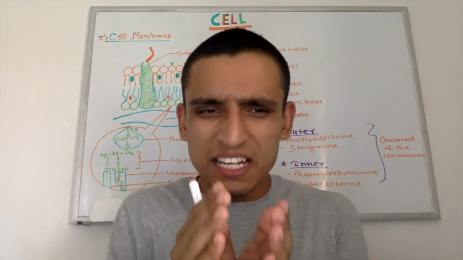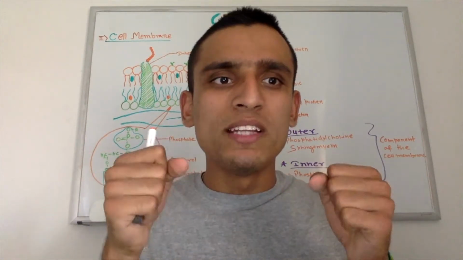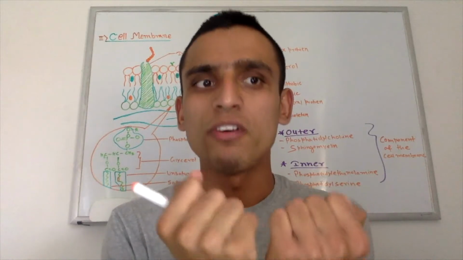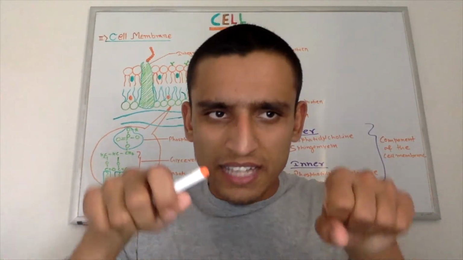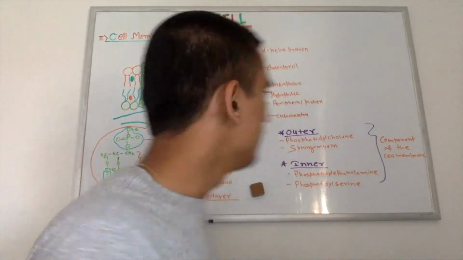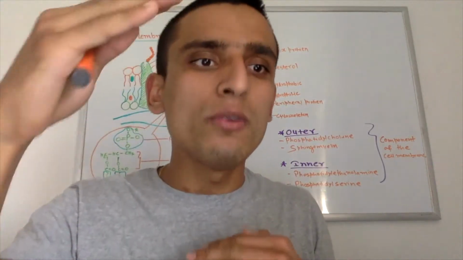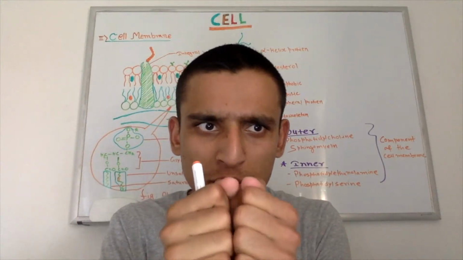For example, glycoproteins. They play an important role in cellular recognition and in immune responses. They also help to stabilize the membrane structure, and they mediate adhesion between the cells. That's the main function of glycoprotein. What about carbohydrates? Carbohydrates are found on the outer layer. You cannot find them in the inner layer, you can only find them on the outer layer. They're linked to the protein. That's the main important thing.